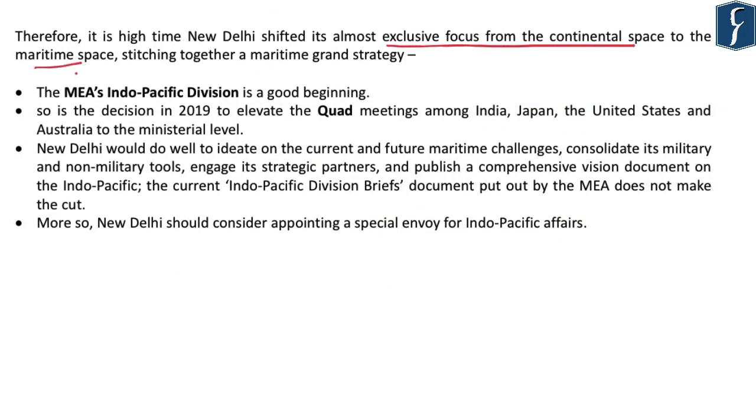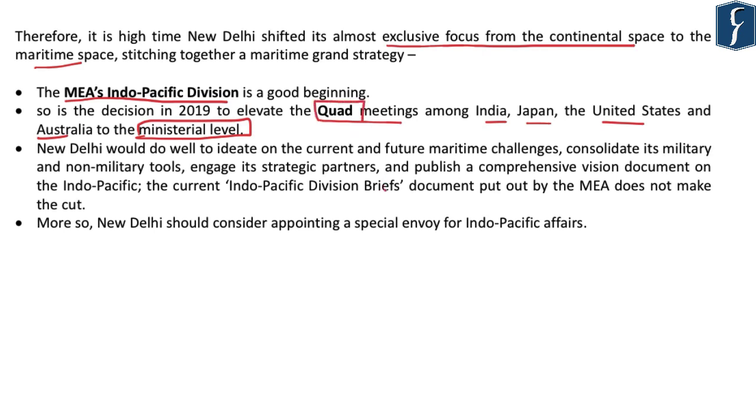How can India do it? One important step India has already taken, and that is the Ministry of External Affairs Indo-Pacific Division. This was launched in November 2019. It's an important step towards focusing on the maritime strategy. Last year, an important decision was also taken to elevate the Quad meeting among India, Japan, United States and Australia to the ministerial level. This will increase the weightage and enhance the cooperation in the Quad.